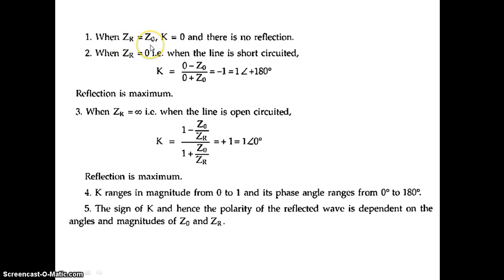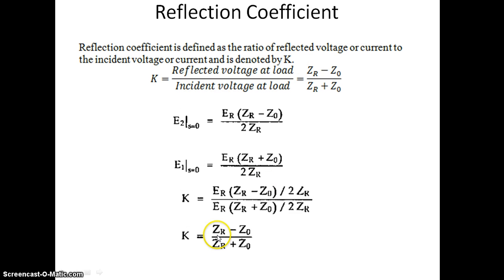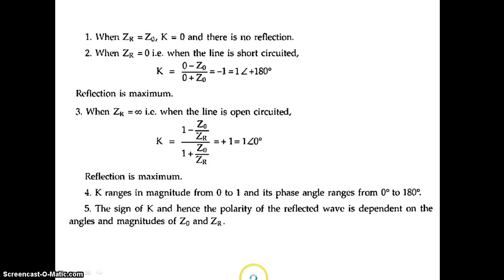When ZR equal to Z0, K equal to 0. So when the receiver impedance is equal to the characteristic impedance, the reflection coefficient is 0. That means no reflection. When ZR equal to 0, that is when the line is short circuited, you have minus Z0 by Z0, or minus 1. So for short circuit, K is minus 1, that means the angle is 180 degrees. That means reflection is maximum.